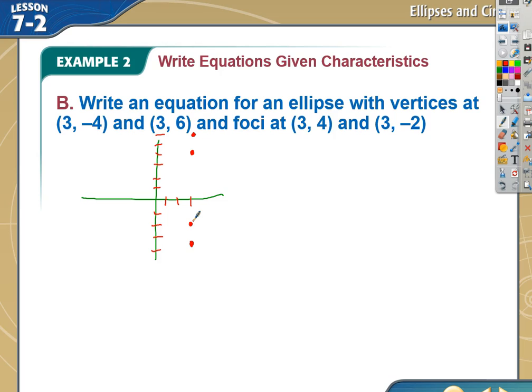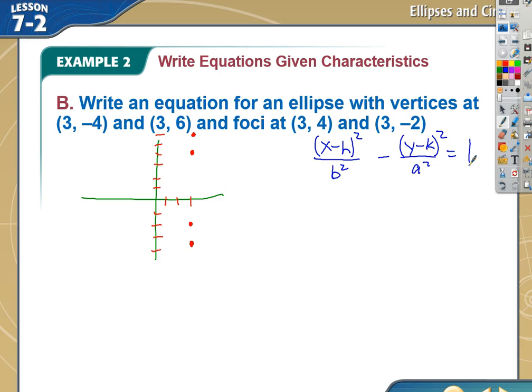All right. So what we should be able to see here is that since they didn't tell me whether these are major vertices or minor vertices, but since my foci are right here, I know that this line right here is my major axis. Since that's my major axis, I know that the a squared is going to be with the y's. Equals 1.